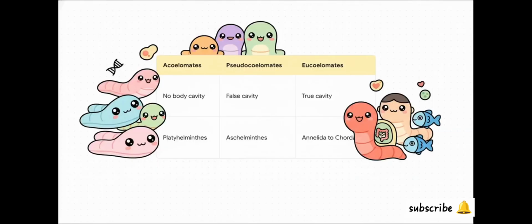Okay, so here we can see the three conditions side by side. We already met the acoelomates, right? Like flatworms, no cavity. Then in the middle are the pseudocoelomates, like roundworms. They have a false cavity because it isn't fully lined by that mesoderm. And finally, on the right, you've got the eucoelomates, the true coelomates, where the cavity is fully enclosed. This is the winning design, the one that's dominant from earthworms all the way up to us.